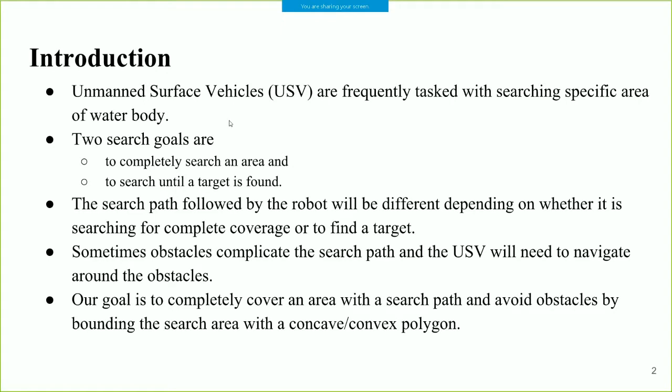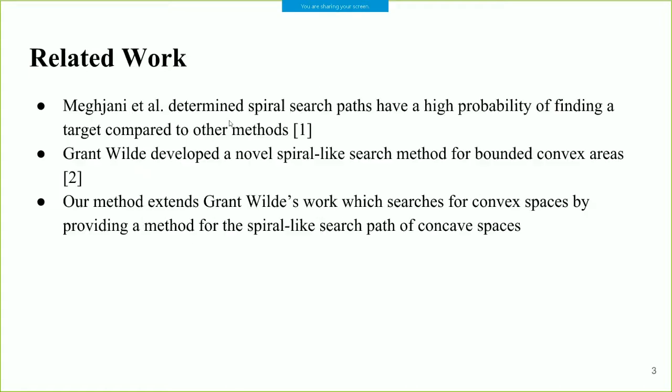Sometimes there are obstacles which interfere with the path and the USV has to navigate around the obstacles. Given a polygon area, our goal is to search and completely cover the area using a spiral.